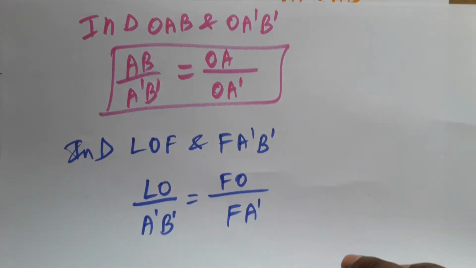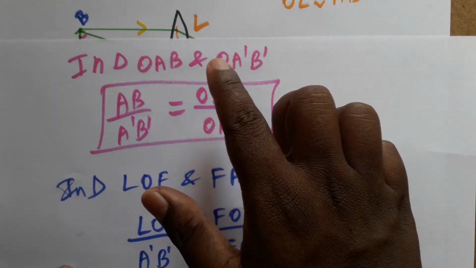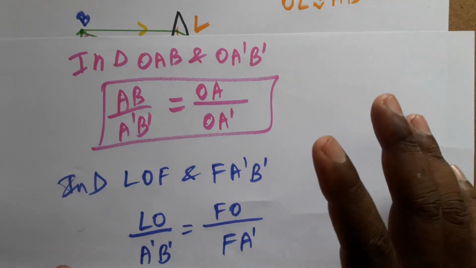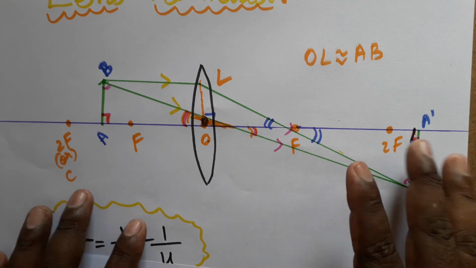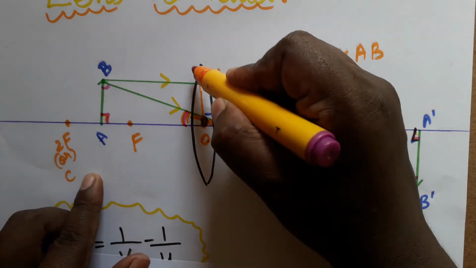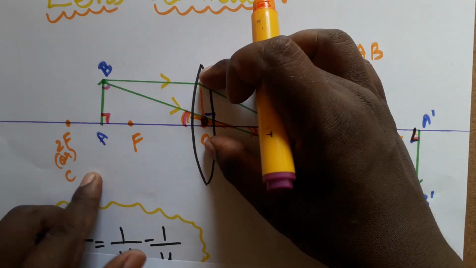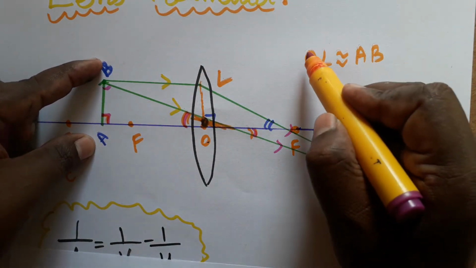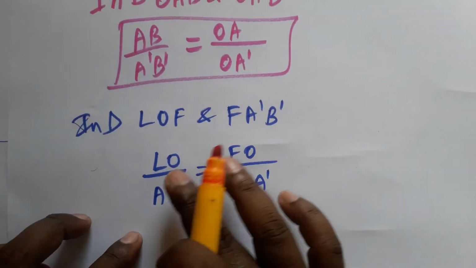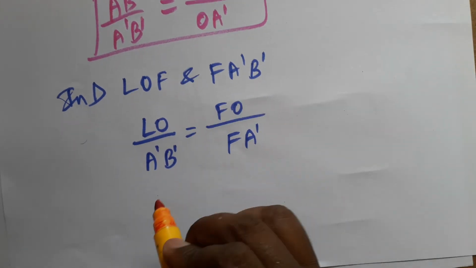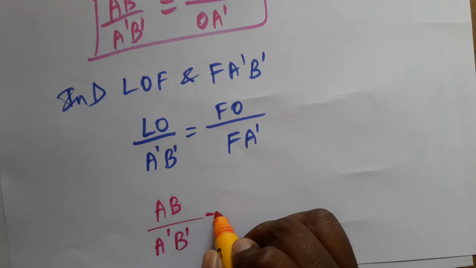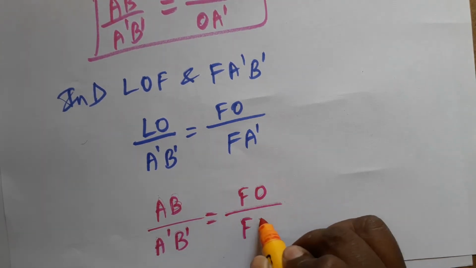Now we have taken four triangles: OAB, OA'B', LOF, and FA'B'. From the diagram, OL is equal to AB. This length is equal. So in this triangle I am substituting OL equal to AB. So AB divided by A'B' is equal to FO divided by FA'.